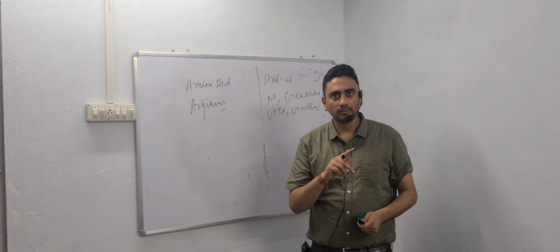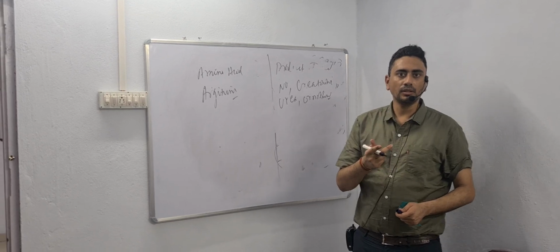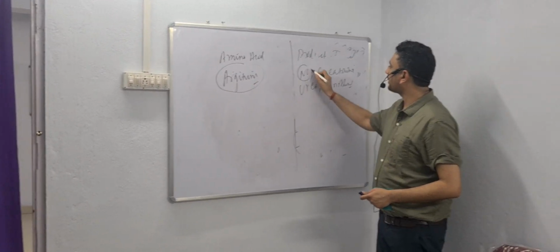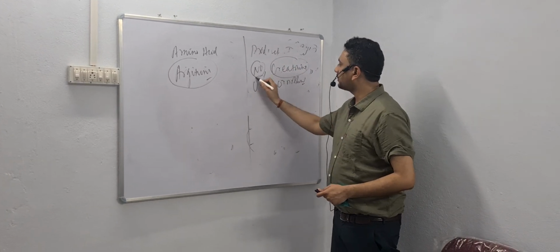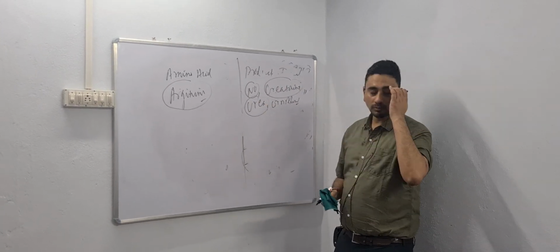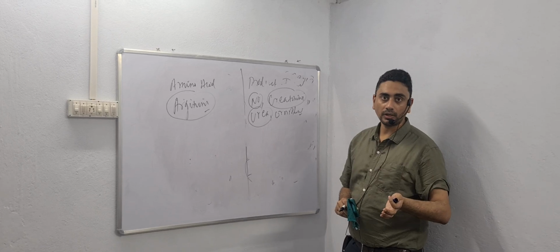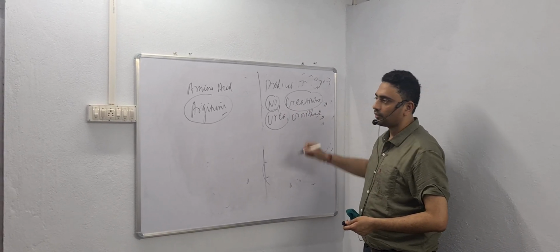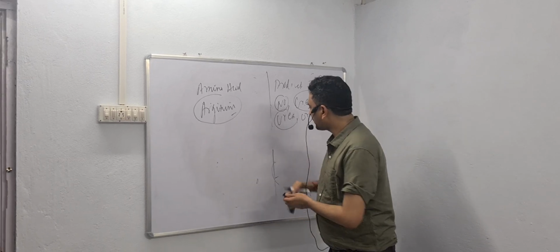So the correct answer of the first question which came in NEET PG 2019 was arginine. You can see there is the formation of nitric oxide, creatinine as well as urea. So this is the amino acid which synthesizes so many important products including nitric oxide, creatinine, urea and ornithine. Okay. So this is all about arginine.